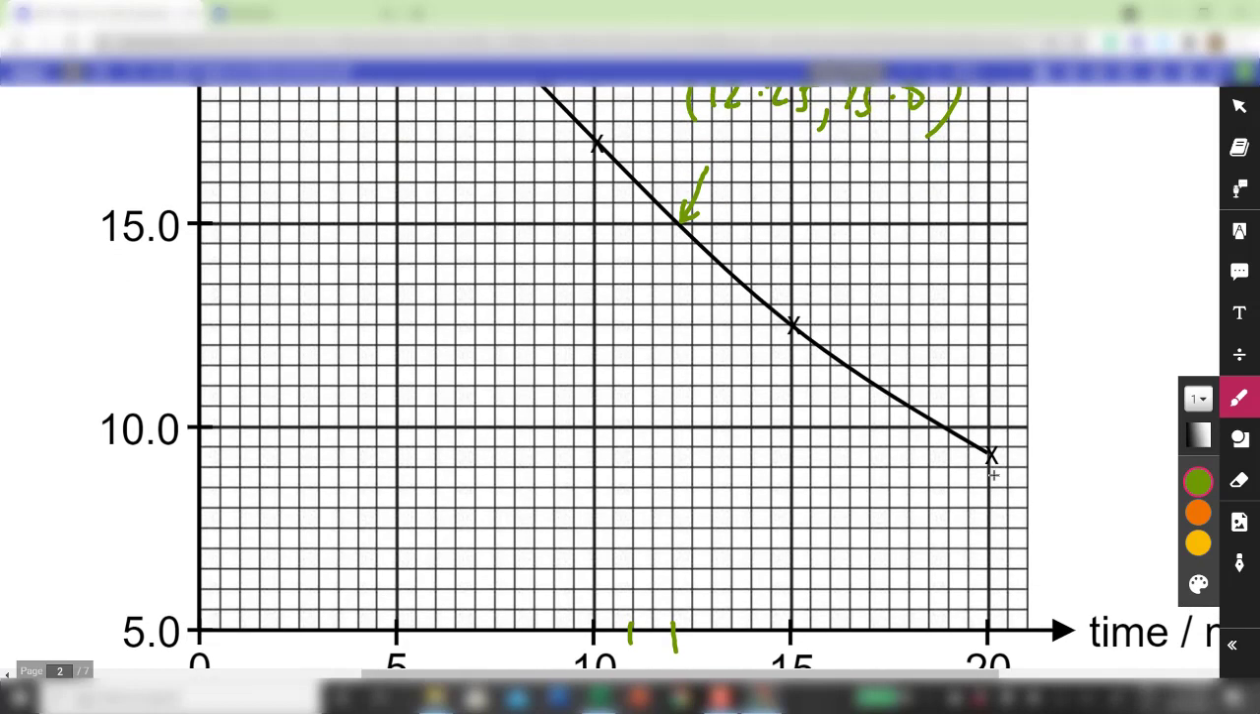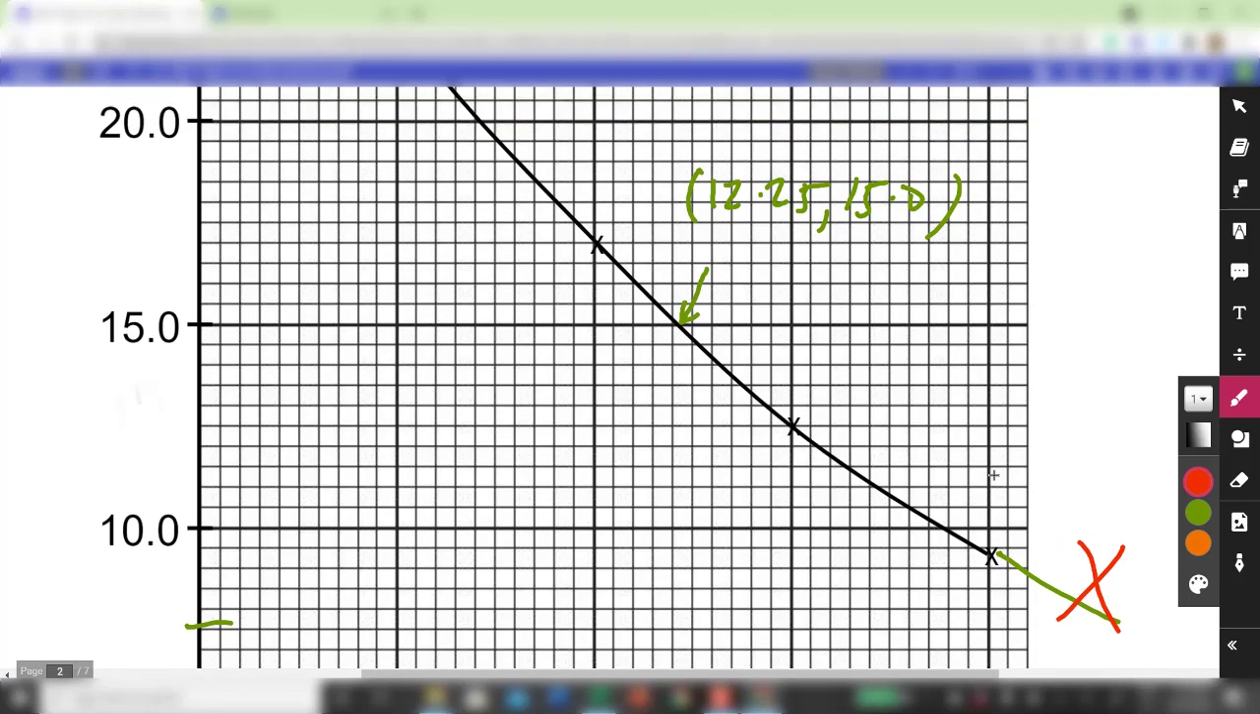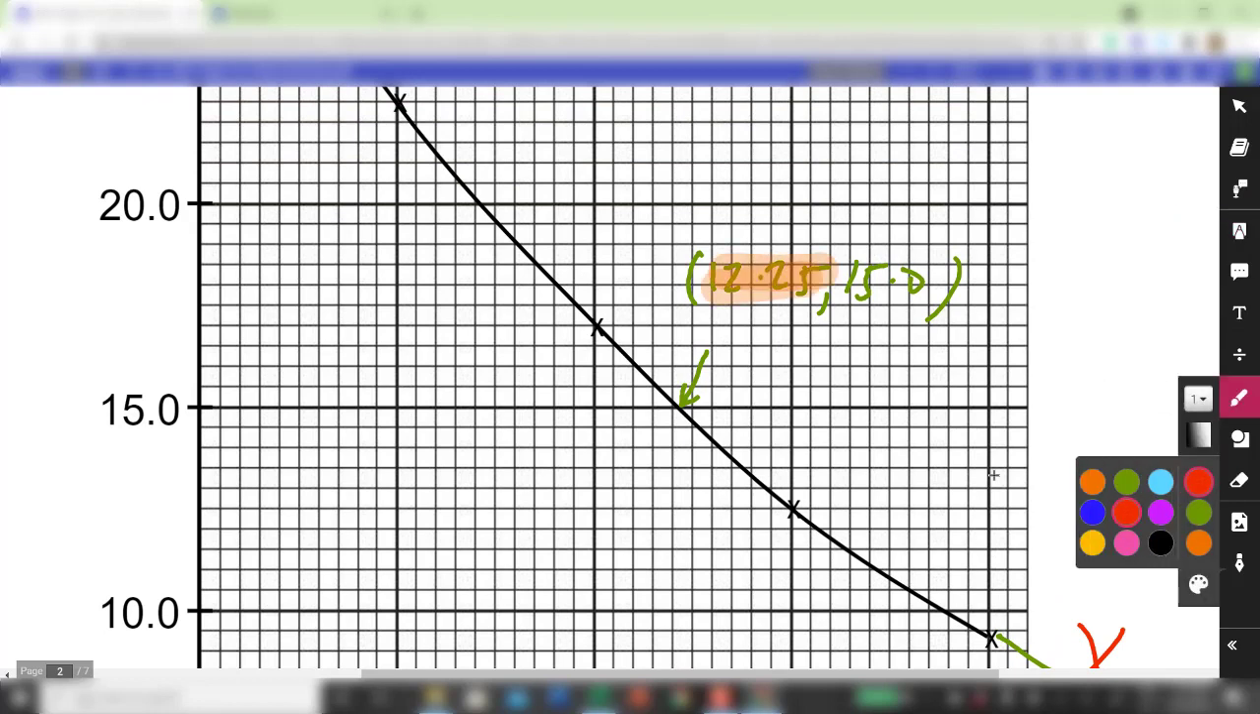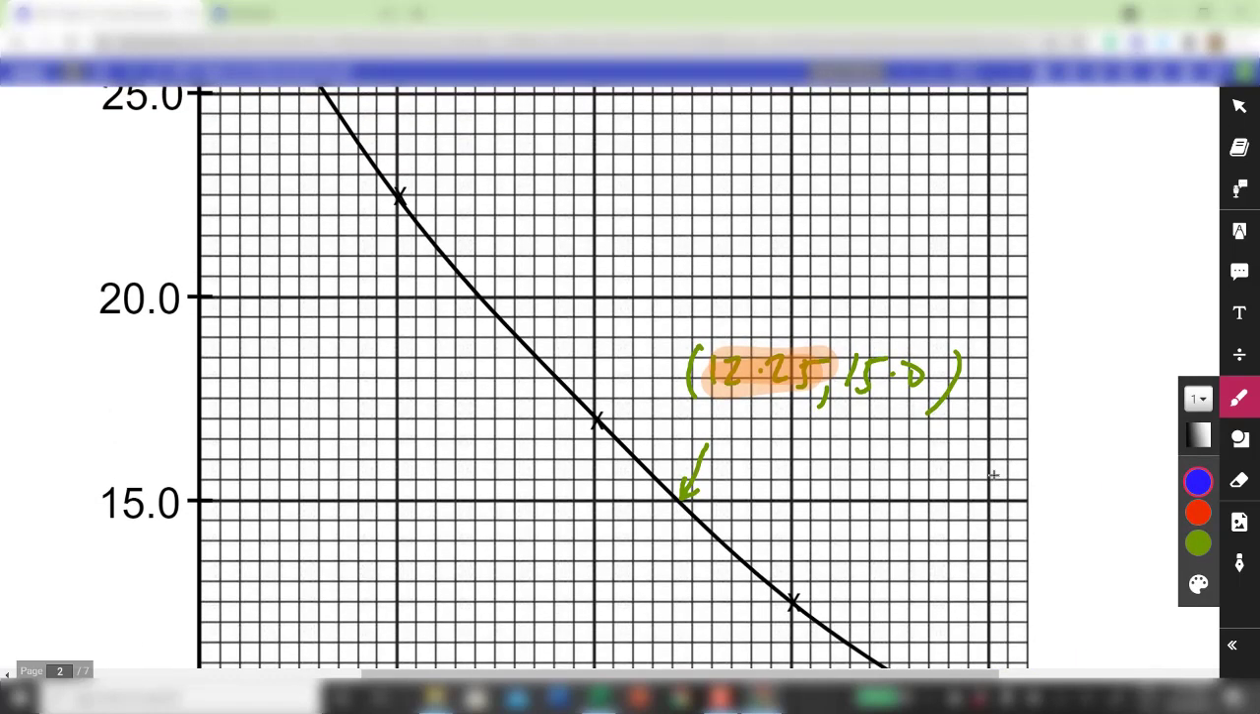Then can we halve it again? We cannot halve it again because we don't get any values at 7.5. And please do not extrapolate. You're not supposed to extrapolate. So the first half-life is actually 12.25. We cannot get consecutive half-lives, so maybe we look at other possible combinations.